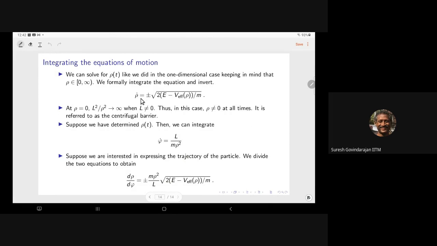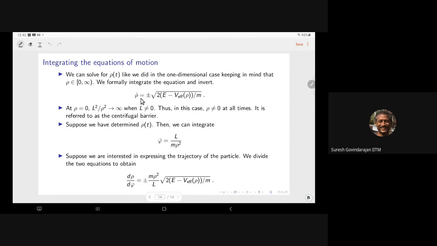So again, rho dot will be plus or minus the square root of 2 times (E minus V effective of rho) upon m. But there is something very interesting. What happens at rho equal to 0 is that L squared upon rho squared tends to infinity when L is non-zero. Thus, in this case, rho cannot be 0 at any time because it's like a barrier. You need infinite energy to go to rho equal to 0, and that's not possible.